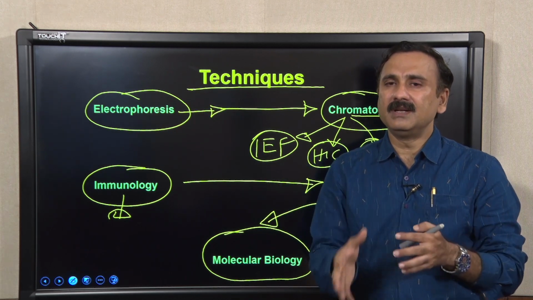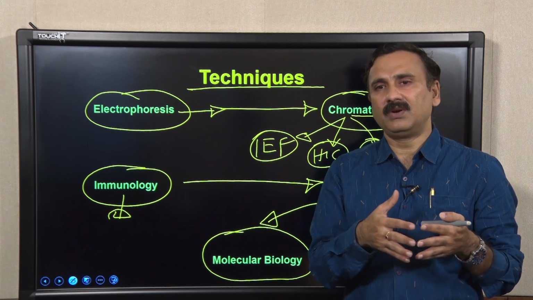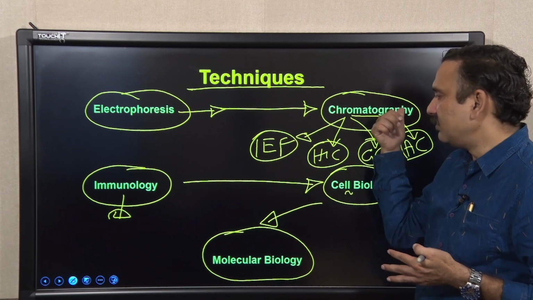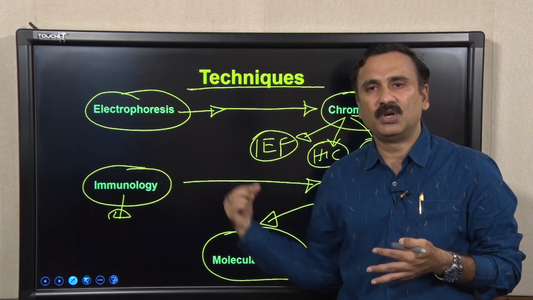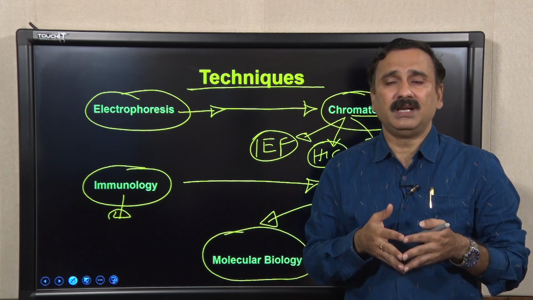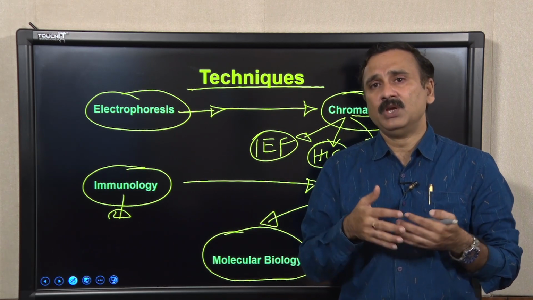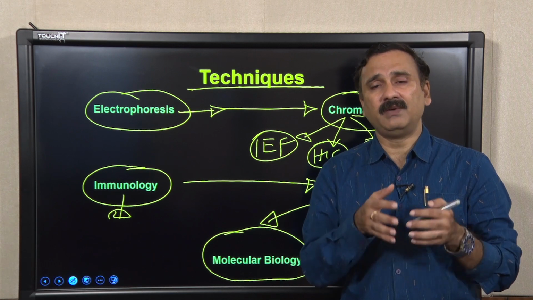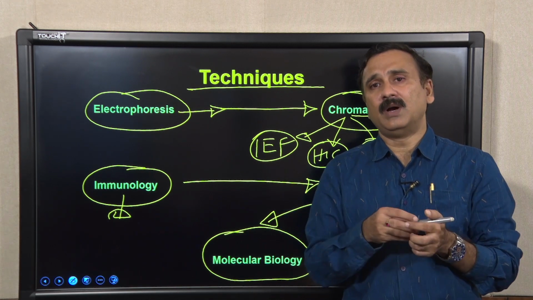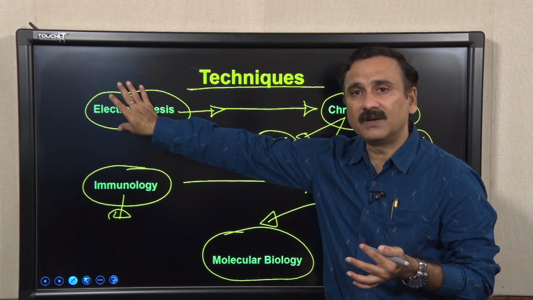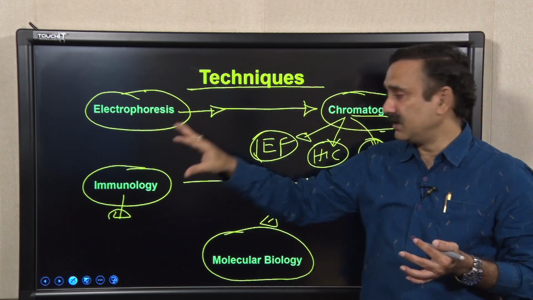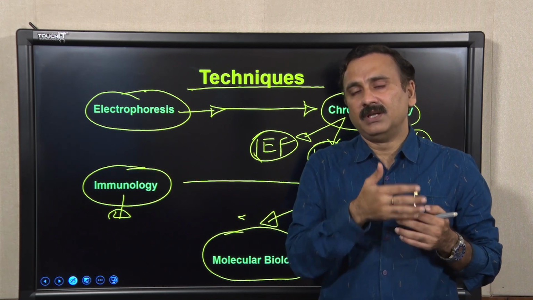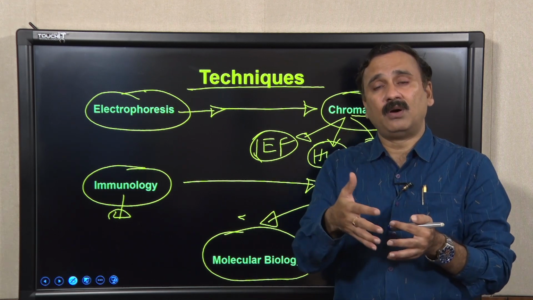When we were discussing the individual modules, we were not considering the other experiments. When we were talking about electrophoresis, we were not discussing chromatography. While we were discussing chromatography, we were not discussing cell biology, immunology or molecular biology. But in totality, when you are designing an experiment, you actually require the summation of all the techniques. Sometimes you require the help from electrophoresis, from chromatography, from immunology, and sometimes even the assistance as well as feedback from molecular biology.